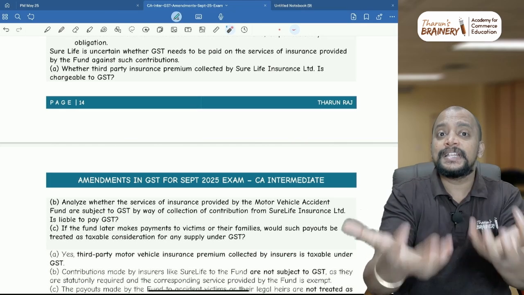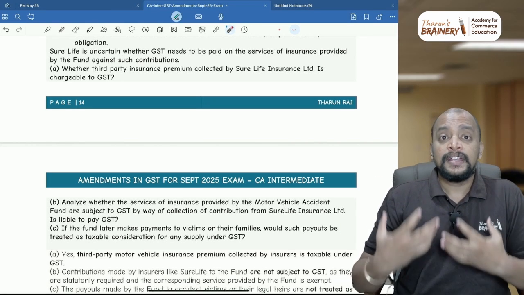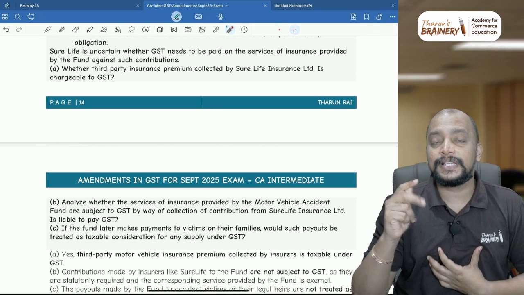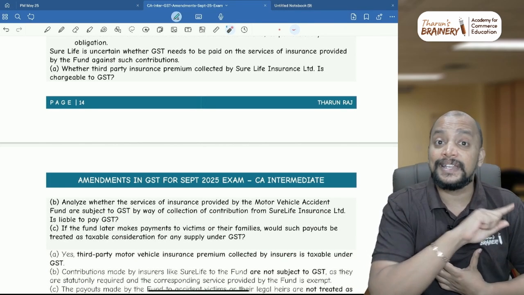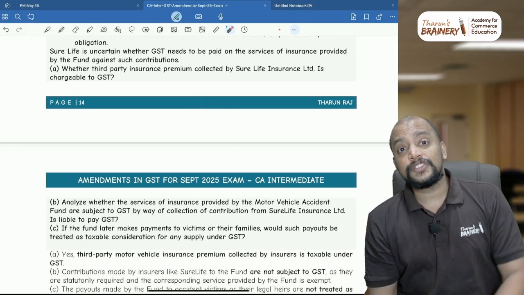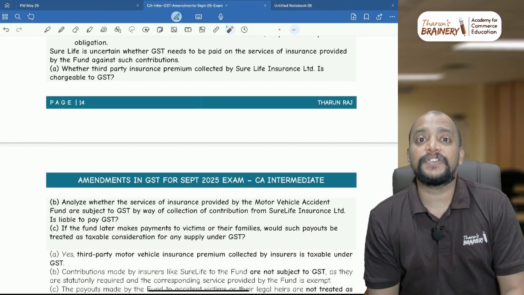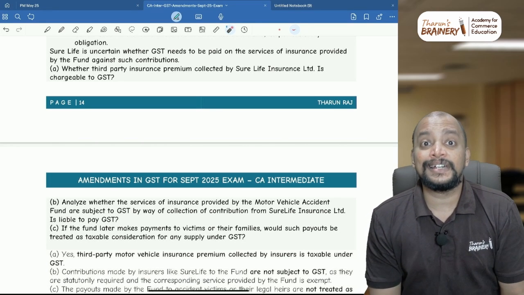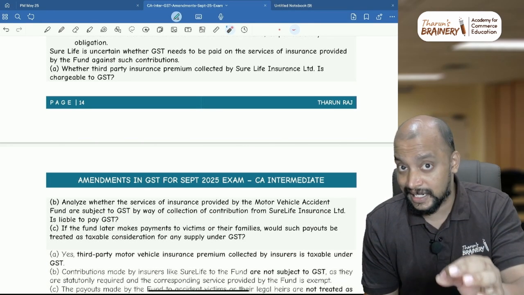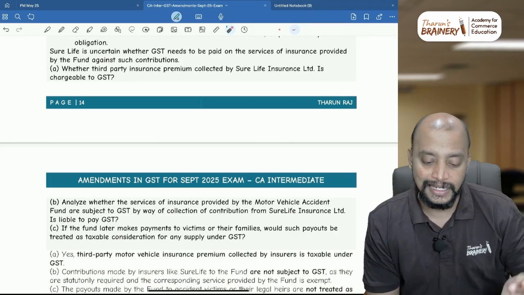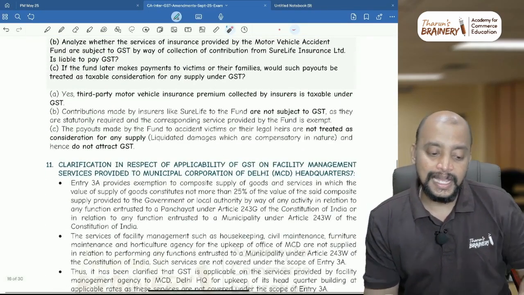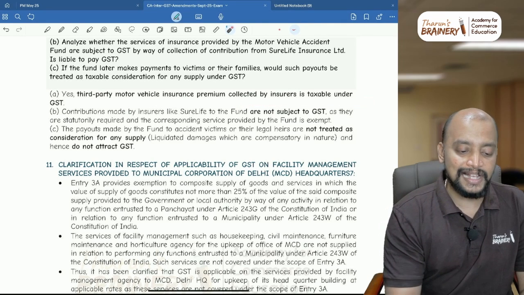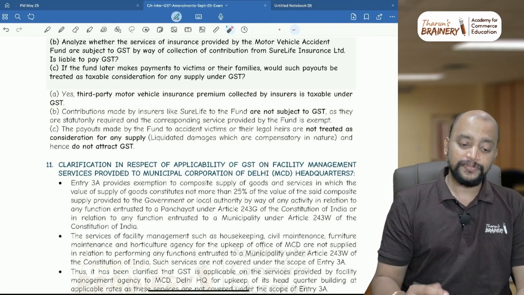If any money is received for the compensatory nature or penalizing a person to discourage an act, that will not be treated as consideration. So this compensation, whatever is received by the injured, will be coming under compensatory in nature. Liquidated damages which are compensatory in nature are not treated as consideration. Okay. So A, yes, third party motor vehicle insurance premium collected by insurers is taxable under GST, no doubt.